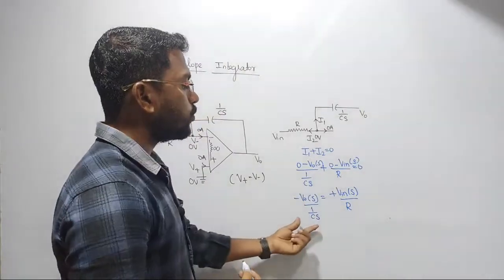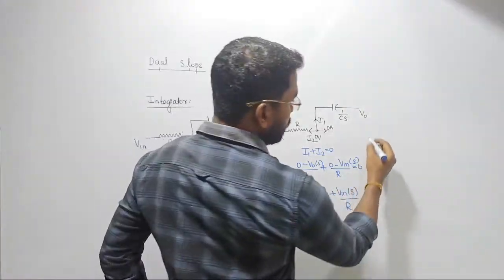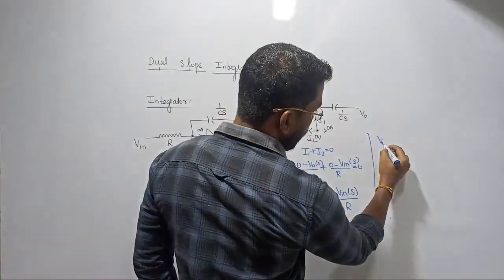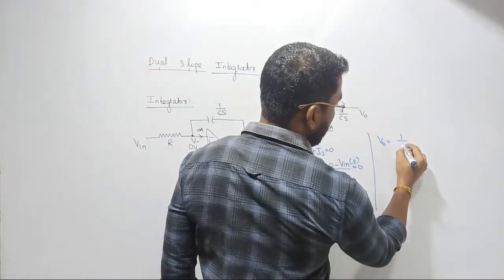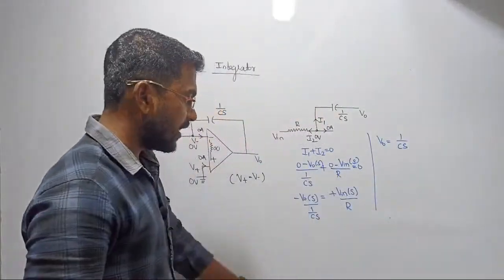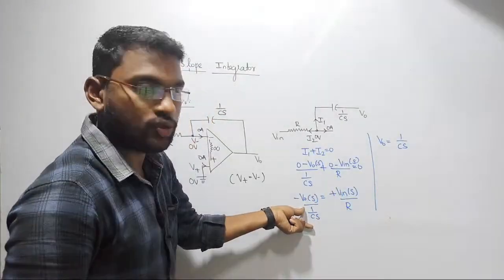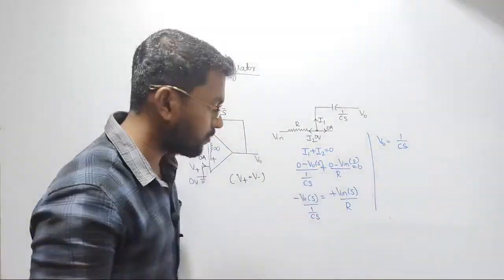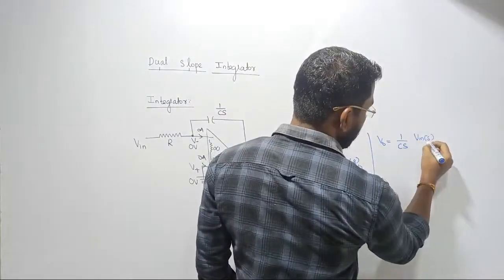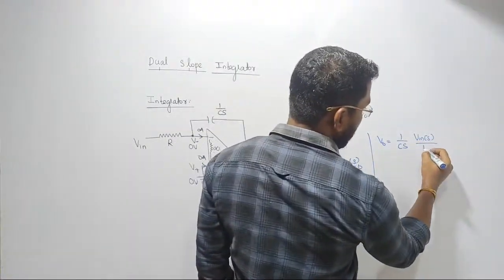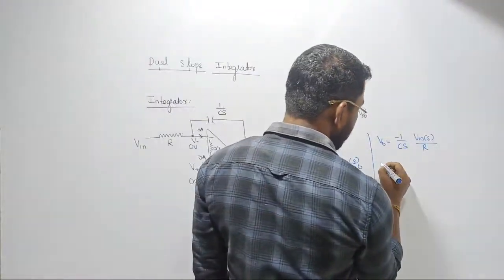Now let us pass this 1 by CS to the right side, such that it is under minus also. So finally, the output voltage V0 will become 1 upon CS. Don't think too much, we are directly shifting this value towards the right side. I have 1 by CS only. Fine. So already we have Vin of S upon R, and we have minus also.